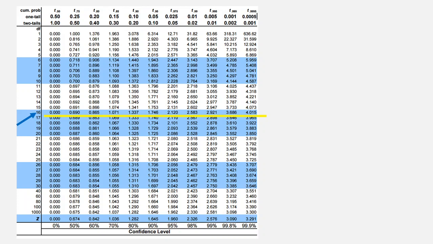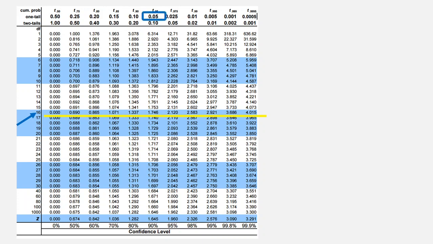Okay, so again, using your critical t table, you'll first direct your attention towards the row with the appropriate degrees of freedom. Recall that the degrees of freedom for your independent samples t-test is going to be the n of group 1 plus the n of group 2, so your overall n minus 2.